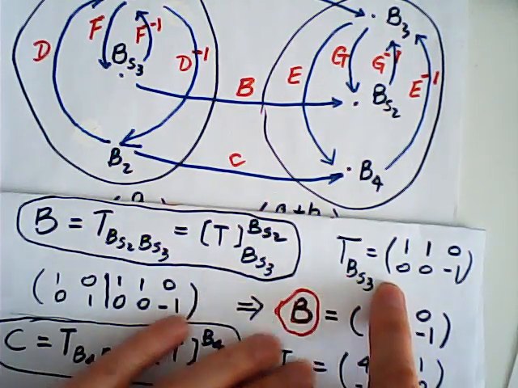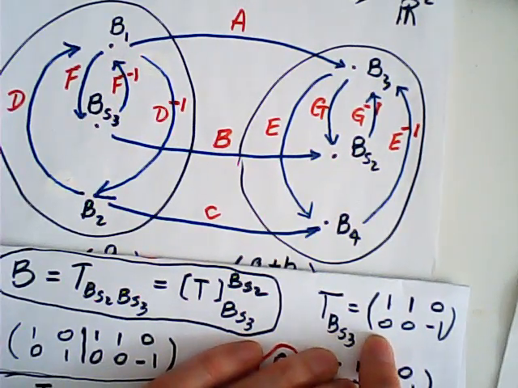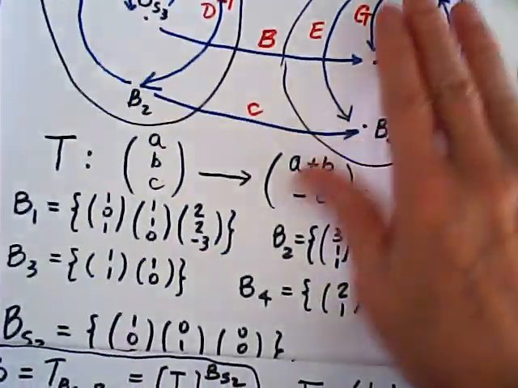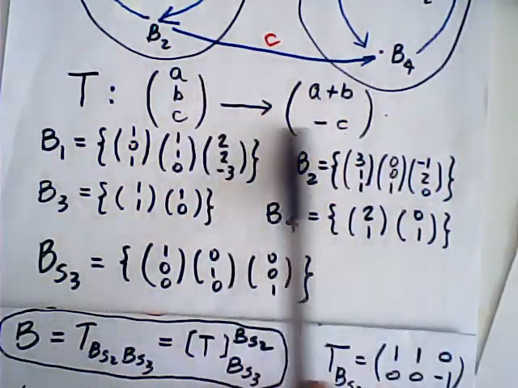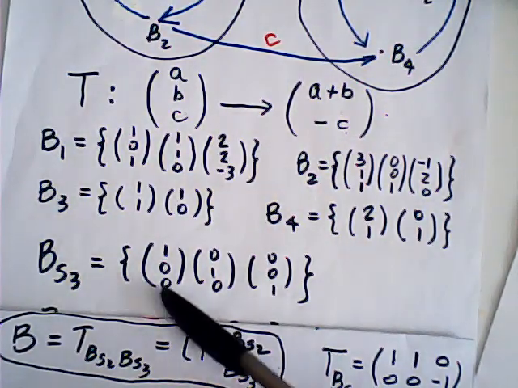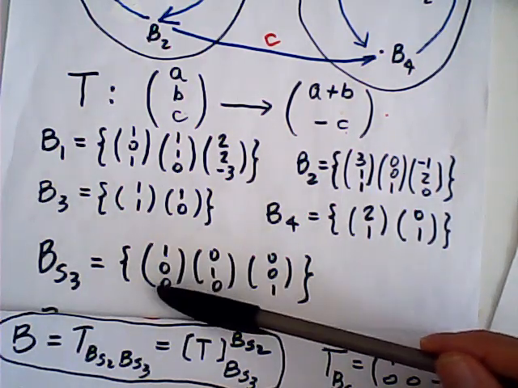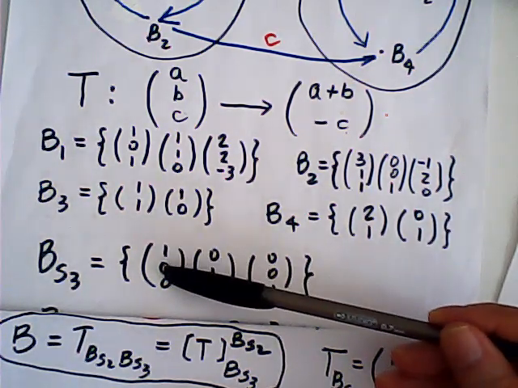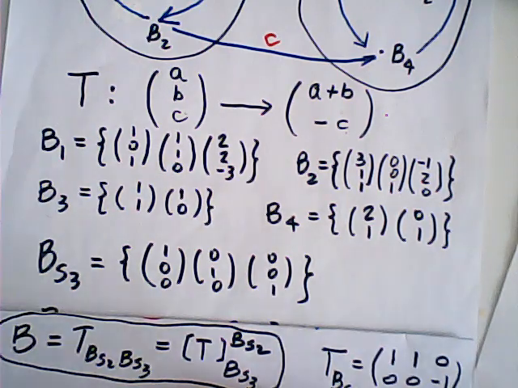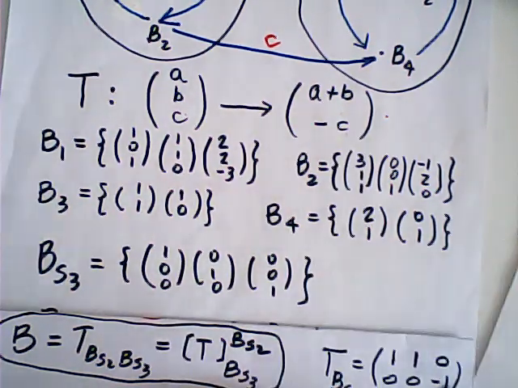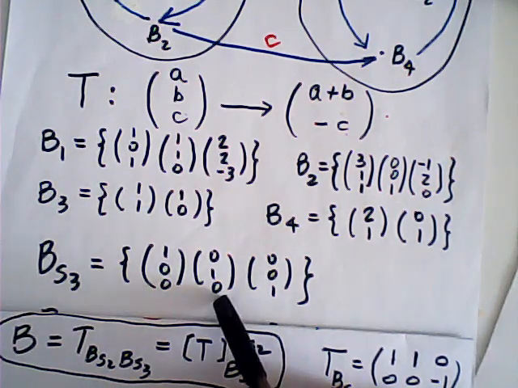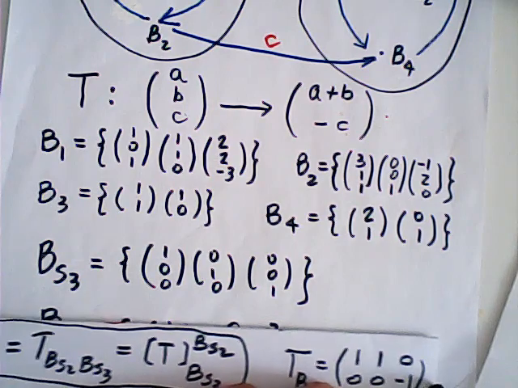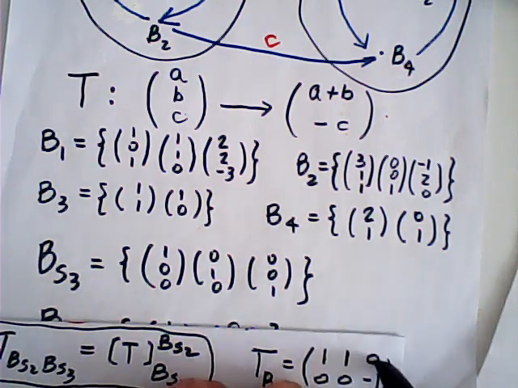First, writing the linear transformation for BS3. BS3 is this. Transformation is this. So according to the transformation, the first vector is 1 plus 0 is 1. Negative 0 is 0. And the 0 plus 1 is 1. Negative 0 is 0. 0 plus 0 is 0. Negative 1 is negative 1 here.